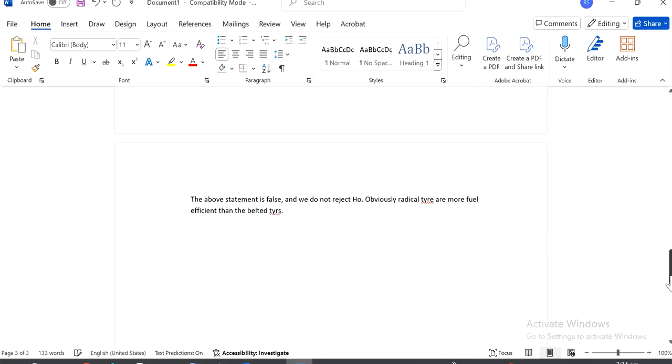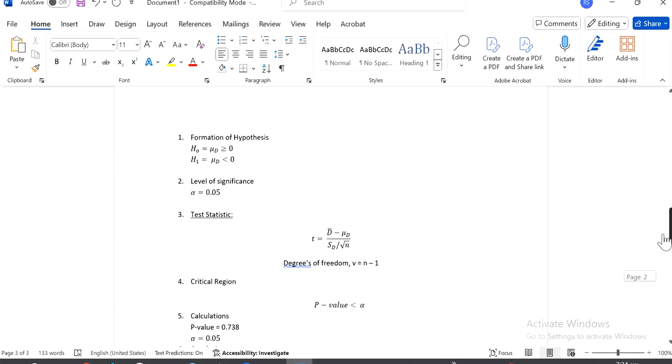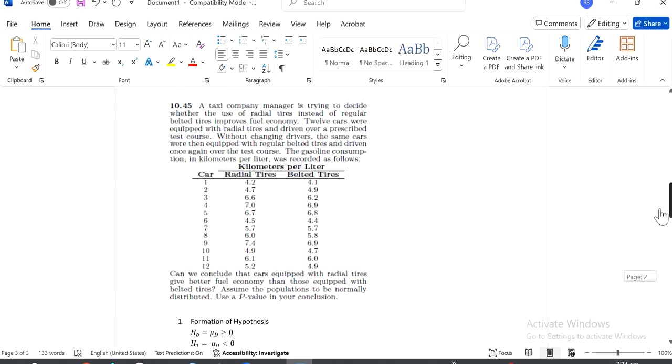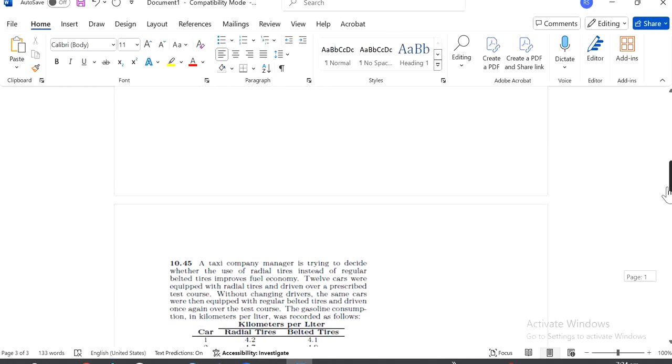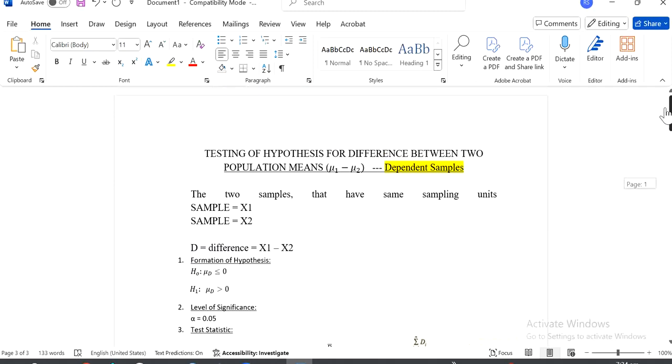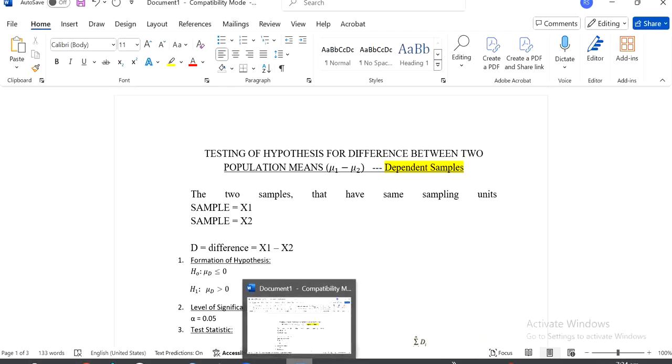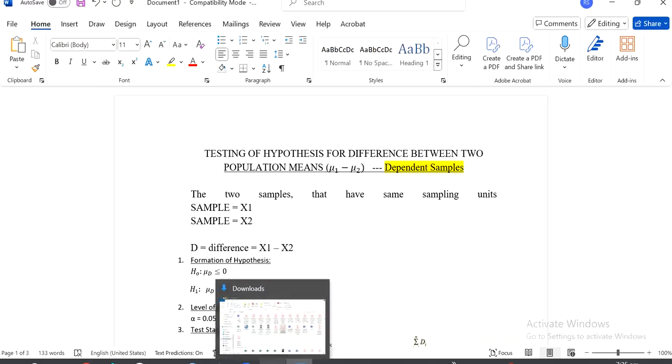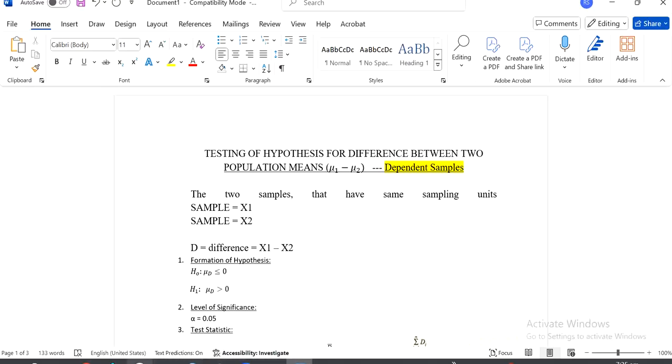So this is how you can perform the testing procedure in SPSS in case of difference between two population means. I hope there is not any issue. For further issues, you can ask me, call me. You can discuss in a group.